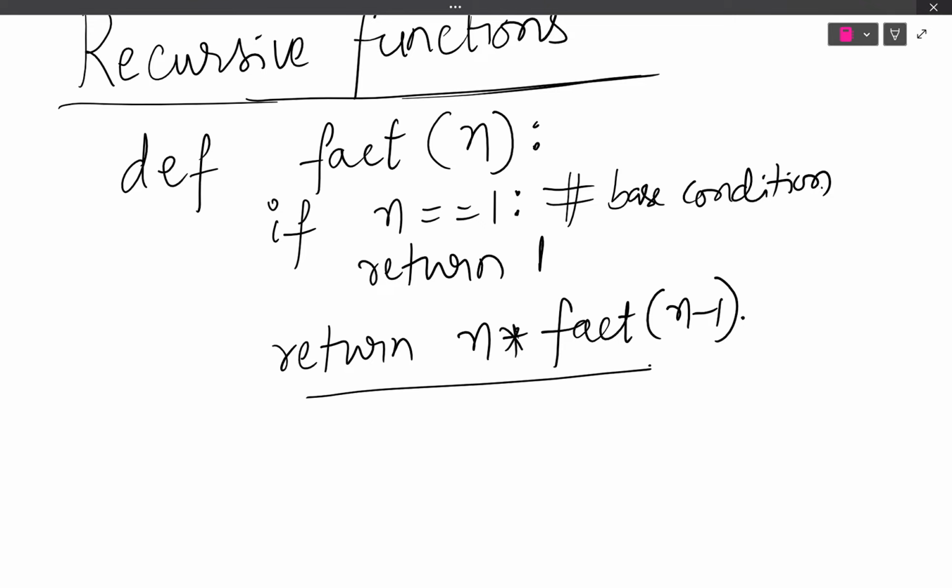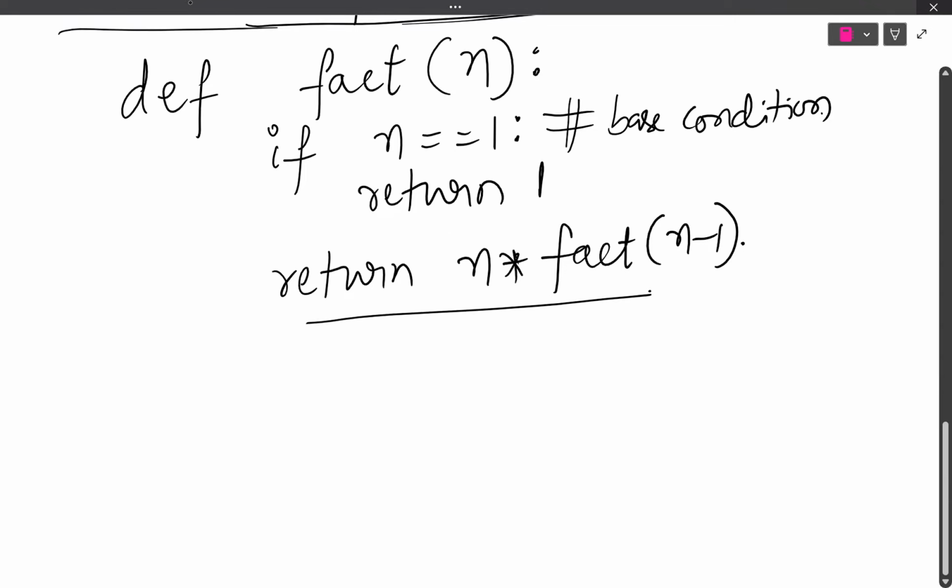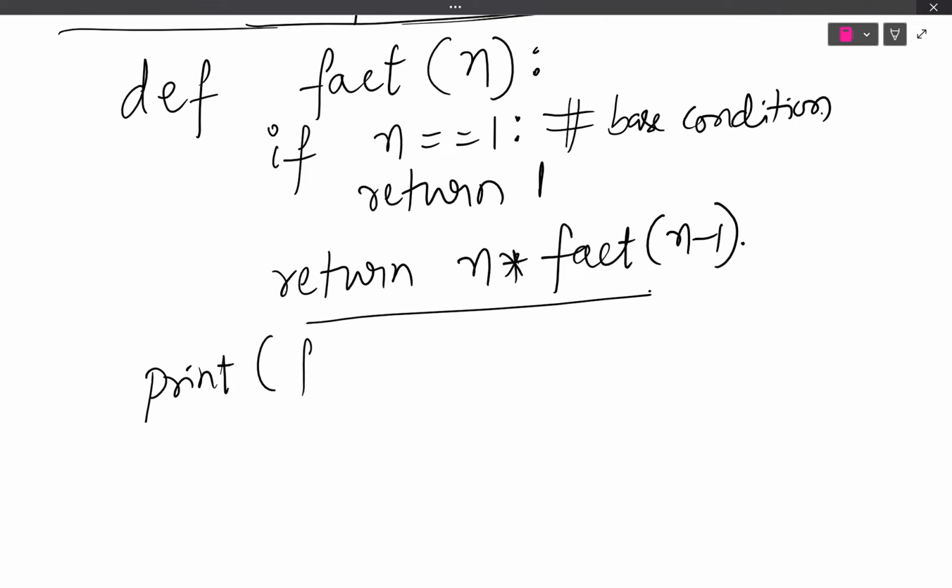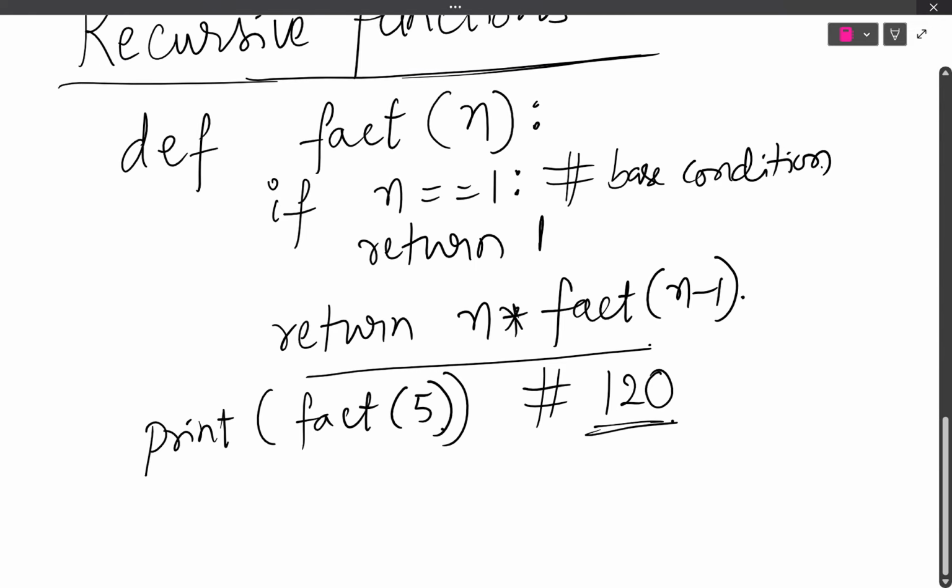Then in the driver code, if I call it like print fact of 5, I will get the answer 120. Okay, so this is how we write a recursive function in Python.